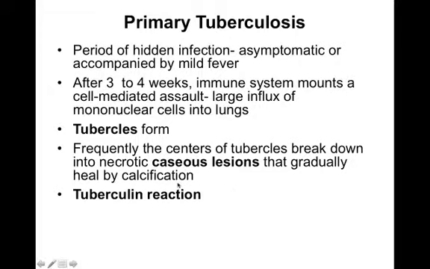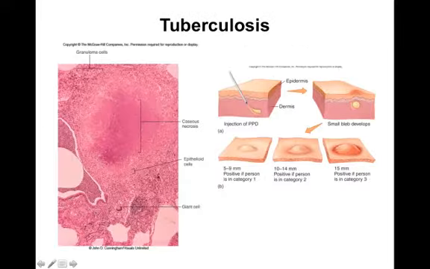And this is what you can actually see on an X-ray in someone who has active tuberculosis. It looks like big white spots in the lungs. And at this point you would be positive for the tuberculin reaction. So this is the calcareous necrosis.